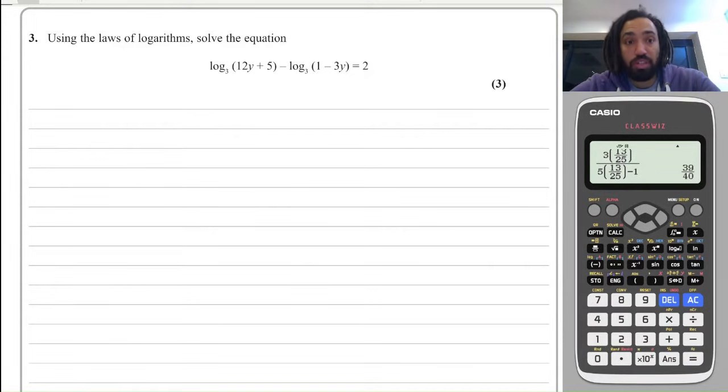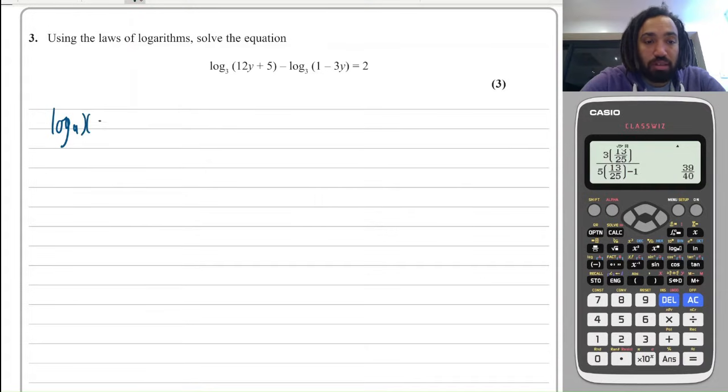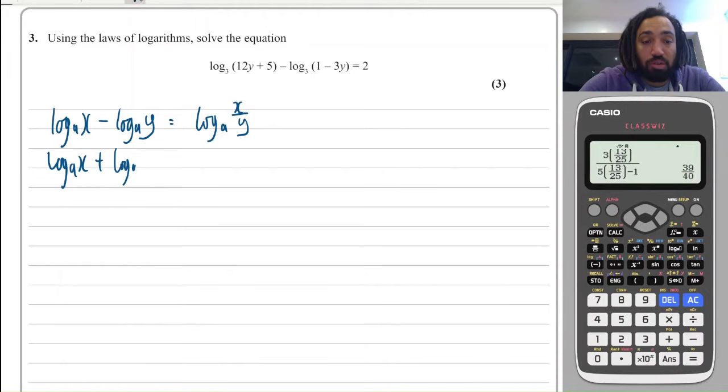This question we need to use log rules. So we need to know that the logarithm of x minus the logarithm of the same base of y is equal to the logarithm of that base of x over y. And the same is true, or similar is true, if you are adding two logarithms. You guessed it, we're going to multiply them together.